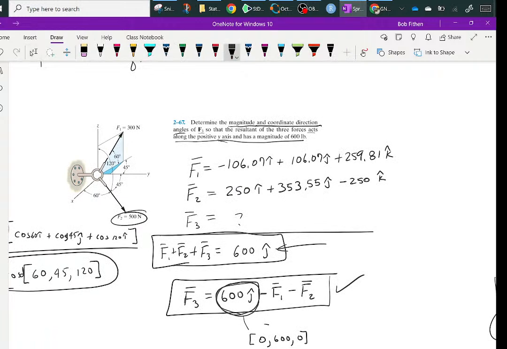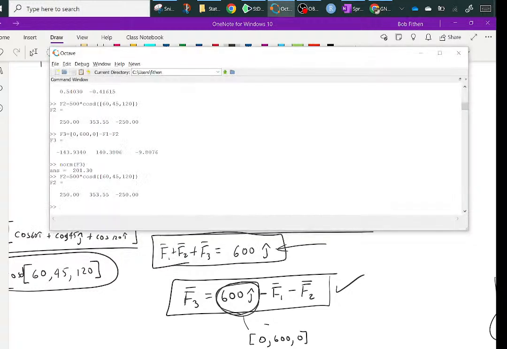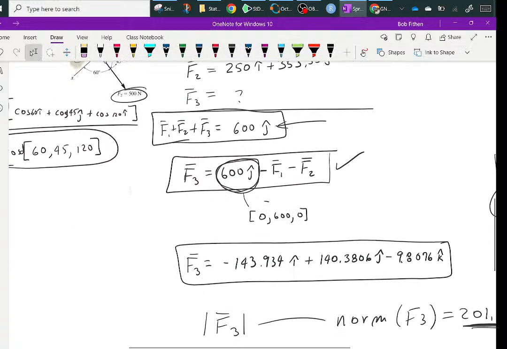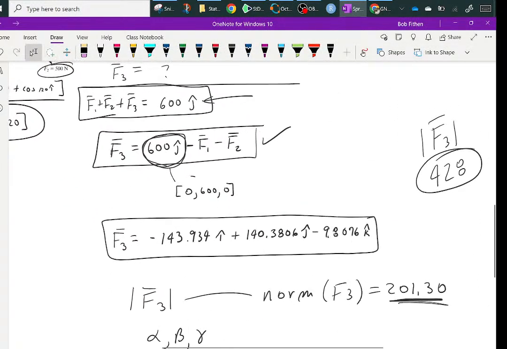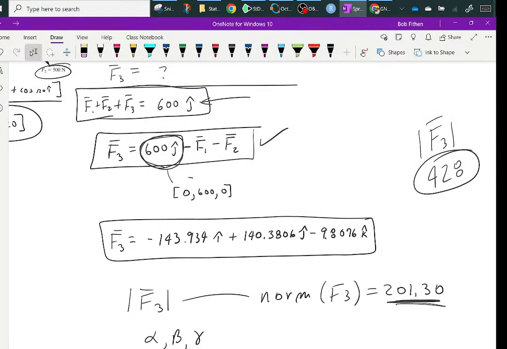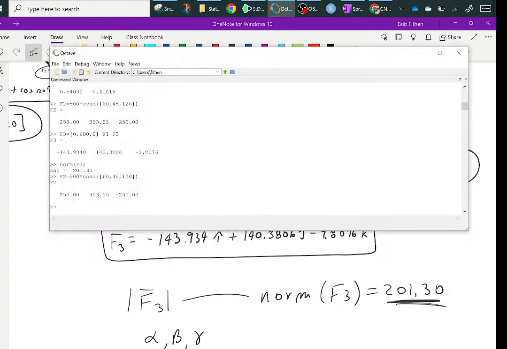And so if you want to know F3, you bring over minus F1 minus F2. Did I actually do that? I did. So 143, 140, 90. There's no way the magnitude of that is going to be 420. But what I'm going to do momentarily is go ahead and try to find my direction angles out of that. Okay, 600 minus F1 minus F2. Make sure my F1 looks okay.